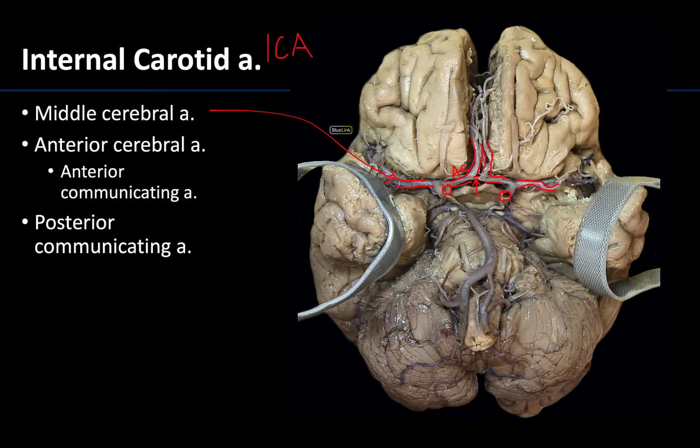The last branch of the internal carotid we want you to identify is another small communicating or connecting artery, which is the posterior communicating artery. So you can see posterior communicating arteries coming off of the ICA, and this will actually connect to the posterior cerebral artery, which recall was one of the terminal branches of the basilar. So this is where you're getting that connection between the ICA and the vertebro-basilar system.